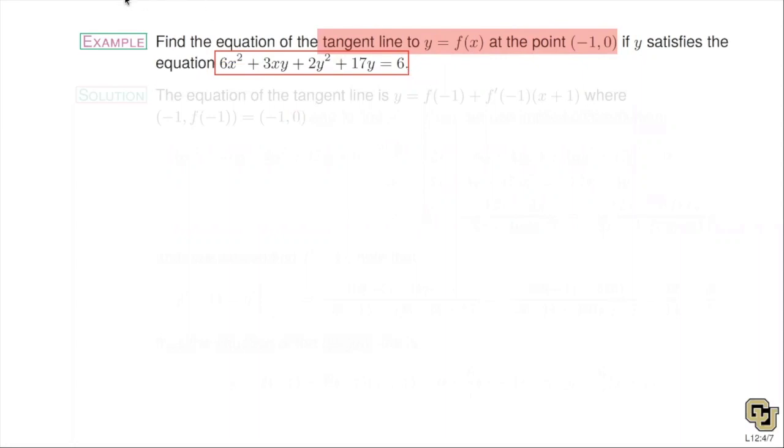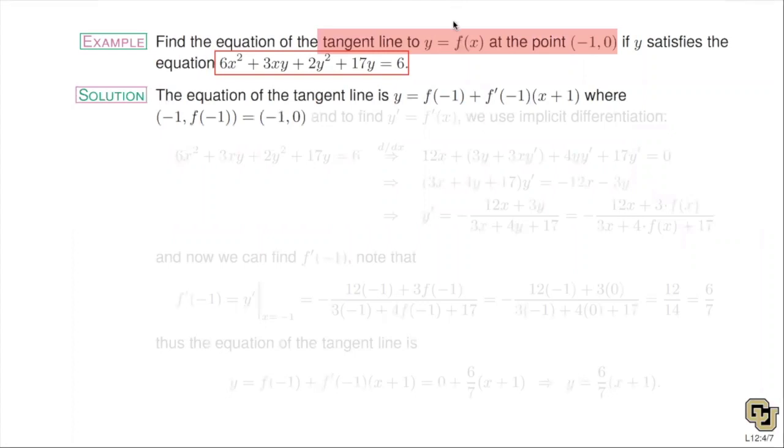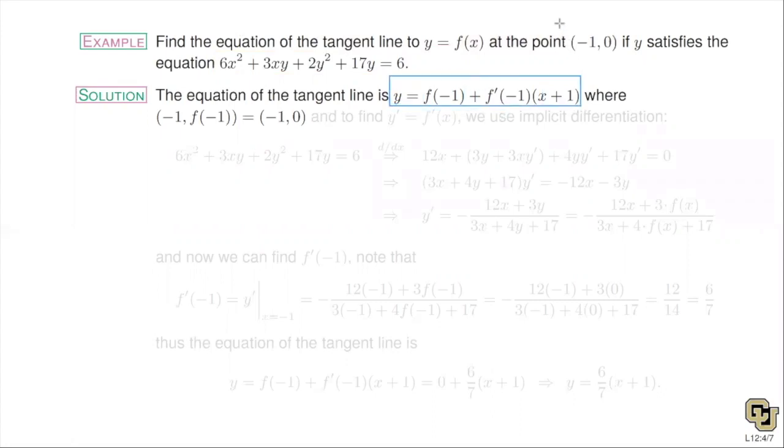Okay? So what I want to remind you of is, first of all, the equation of the tangent line. As you know, the equation of the tangent line is y equals f of a plus f prime of a times x minus a. In this case, a is -1. So you get y equals f of -1 plus f prime of -1 times x minus -1, which is x plus 1, okay? And the other thing we know, when they tell us that y equals f of x, to find the tangent line at the point (-1, 0), (-1, 0) is a point on the curve. So if -1 is the input, 0 is the output.